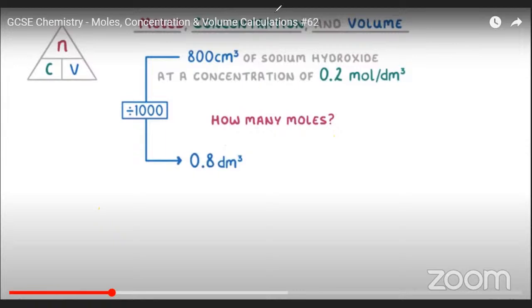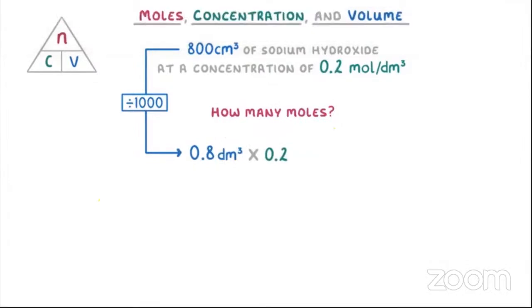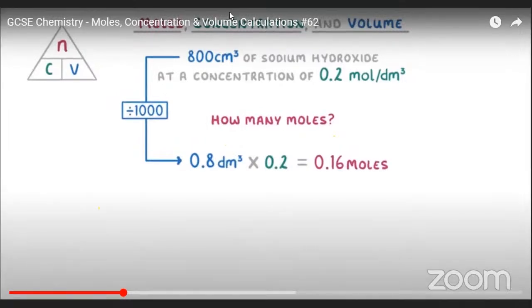So that's the concept that I wanted you to pick up there, to make sure that you understand where the 1,000 is always going to come from. So the rest becomes simple. So 0.8 times 0.2, which gives us 0.16 moles. Iranya, was that your answer? Did you get it correct? Yes, it was. Okay, good.